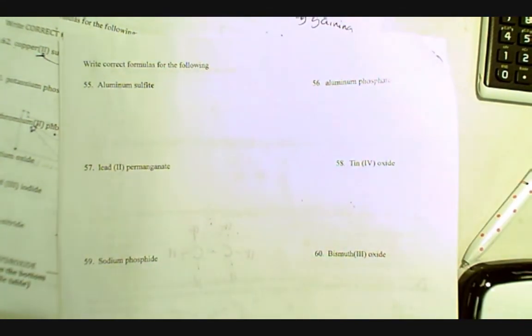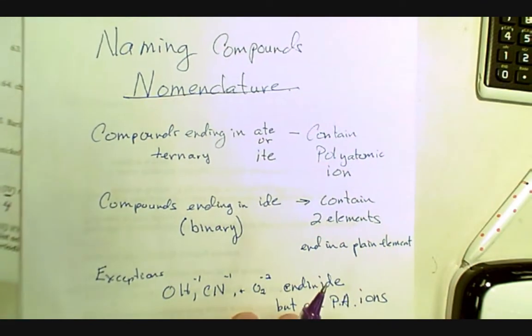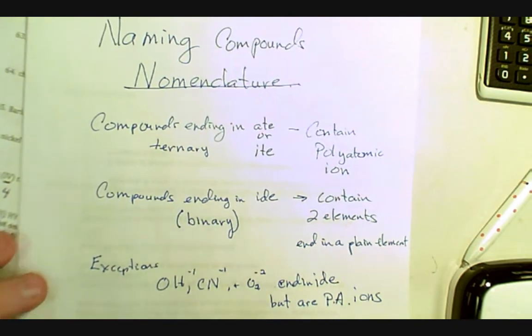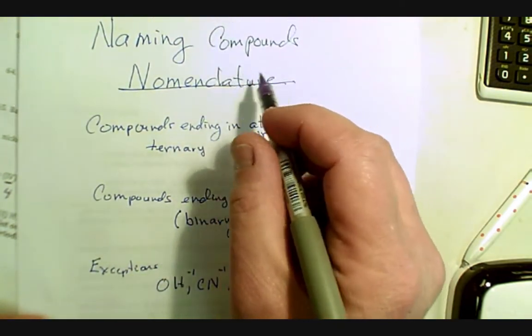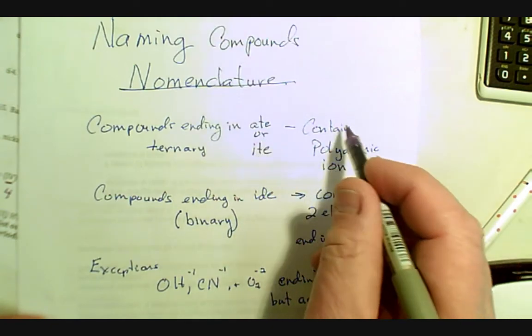All right, so now we're ready for the formula writing section. I'm going to remind you of the notes I gave you in class. Today's would have been Tuesday. So we said that when you're naming compounds, if you see a name that ends in ATE or ITE, that means it's going to have a polyatomic ion in it.